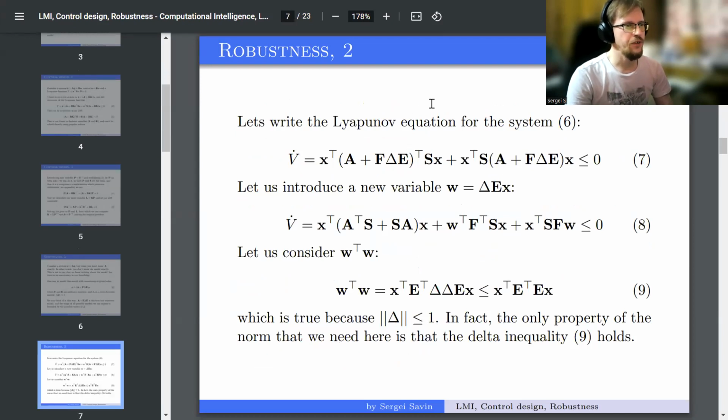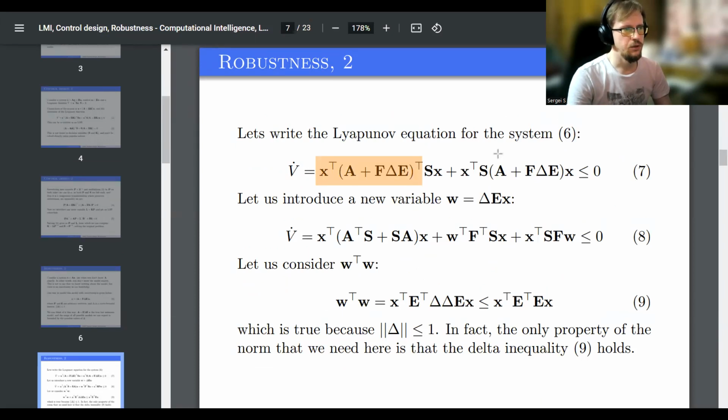So let us write a Lyapunov equation for this system. This is the derivative of the Lyapunov equation, and here we have x dot. You can see the difference is just that it's now not A, but A plus F delta E. Now let us introduce a new variable, delta E X, which we'll call omega.